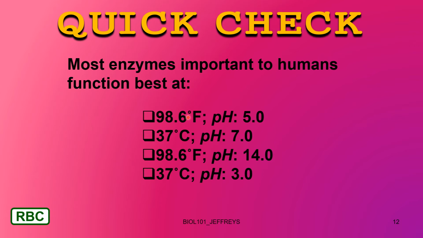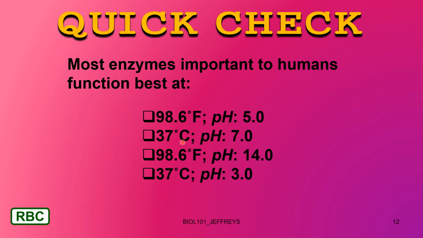98.6 degrees Fahrenheit is certainly normal body temperature, but a pH of 5 is outside of that normal range, which is about 6 to 8. That's really a wider range than most people would agree with, myself included. I think the range for most human enzymes is much narrower.